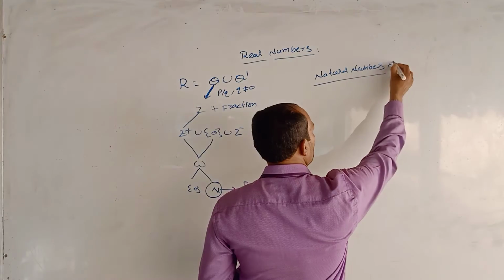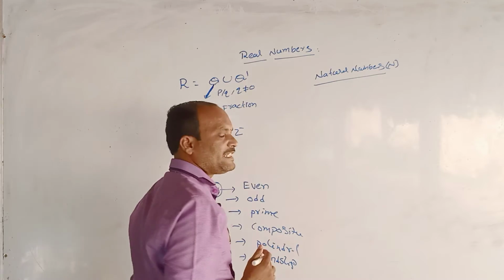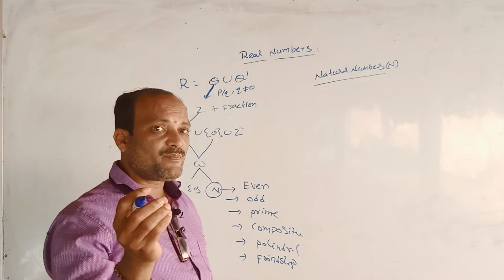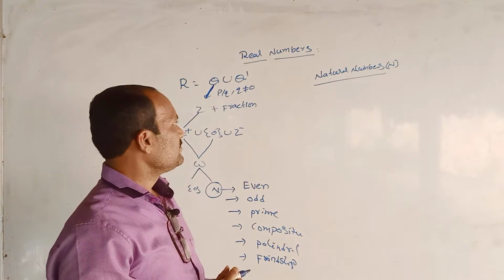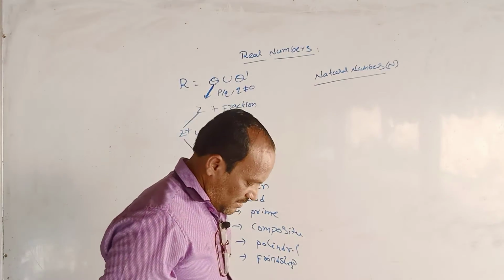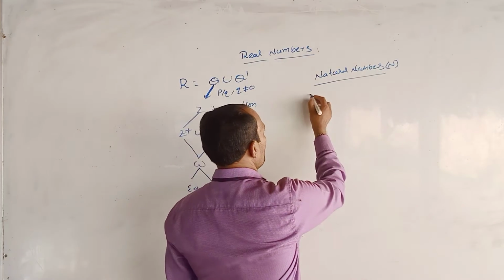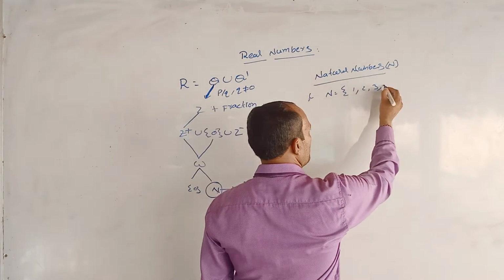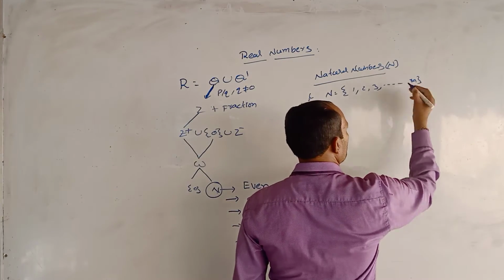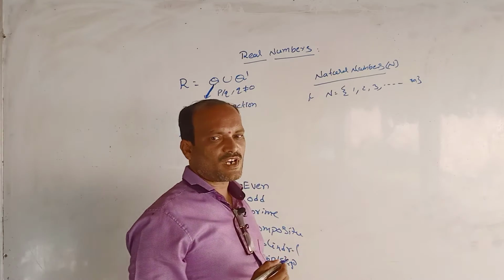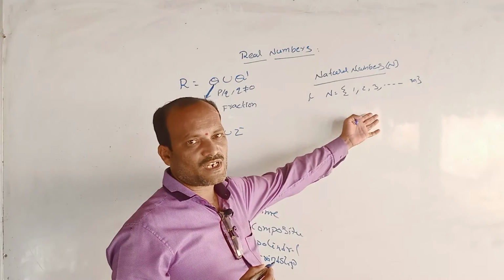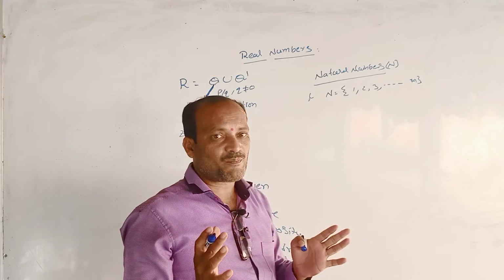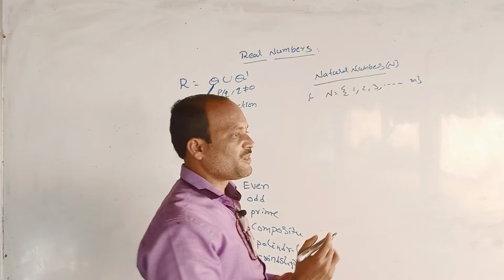Natural numbers. This represents the capital N. N is the set. Small n represents one of the elements of the natural numbers. For example, natural numbers: N is equal to the set of 1, 2, 3, 4 and so on. What is the first number? 1. What is the second number? 2. What is the 100th number? 100. What is the nth number? n.